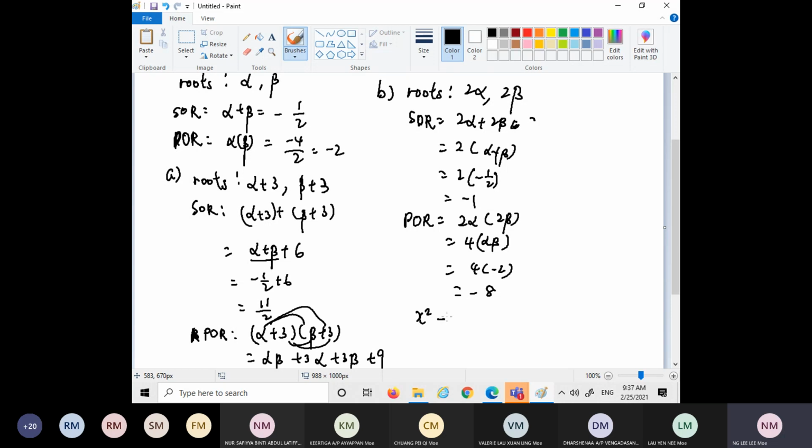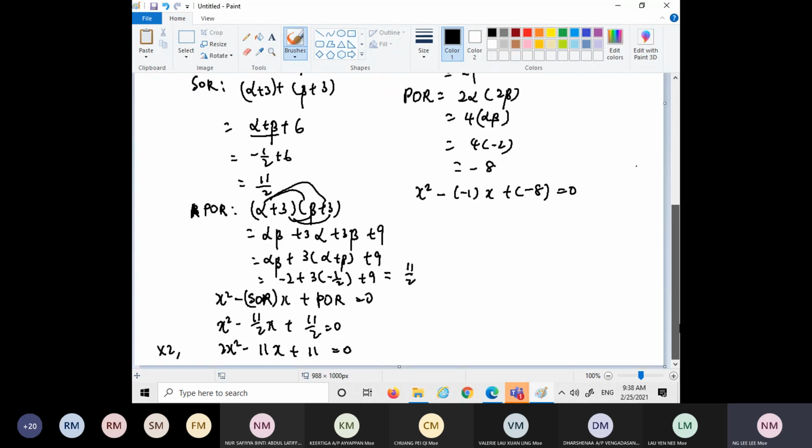X squared minus SOR, X, and then plus POR. Always this one you got to be careful with the sign. Always the student will make mistake with the sign. The rest is no problem. So remember, it's X squared minus SOR, X, plus POR, equals 0. So here negative becomes positive, positive 1x, so plus x. Positive times negative becomes negative. So this is the answer.